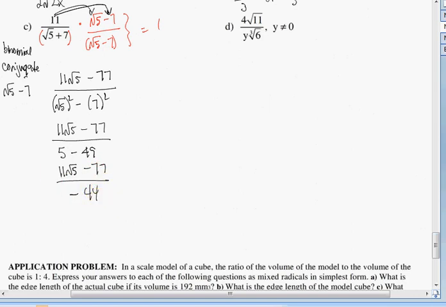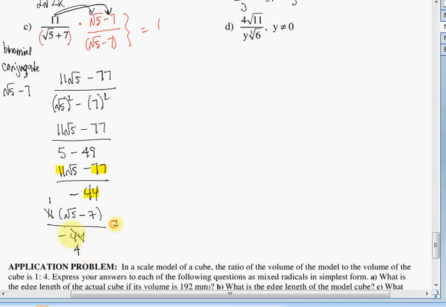And once again, notice that your coefficients, well, actually we only have one coefficient. Our coefficient of 11, our constant of 77, and our denominator of 44 all have a common factor, which is 11. So we'll factor it out of the numerator. And we get 11 times root 5 minus 7 over negative 44. Reduce the 11 into the 44, so 11 goes into 11 once, into 44 4.